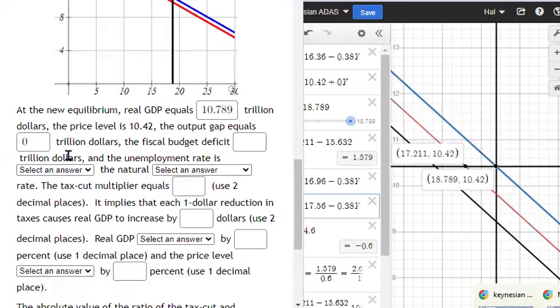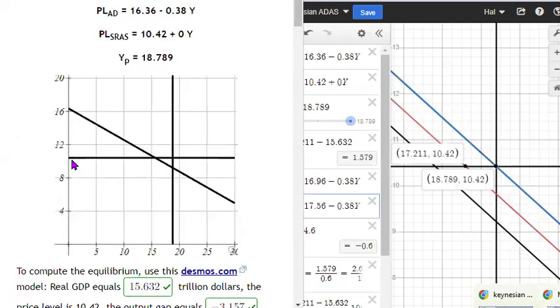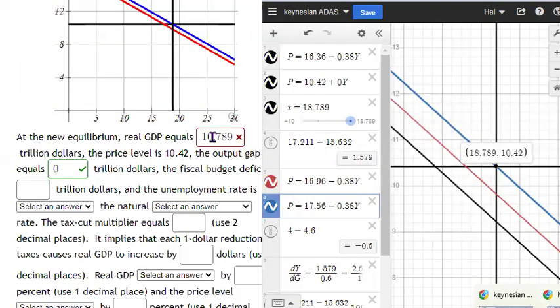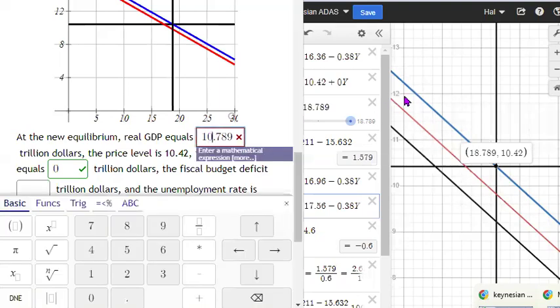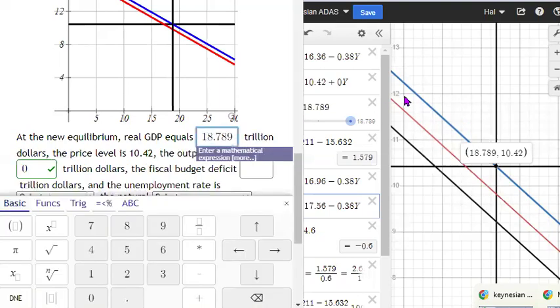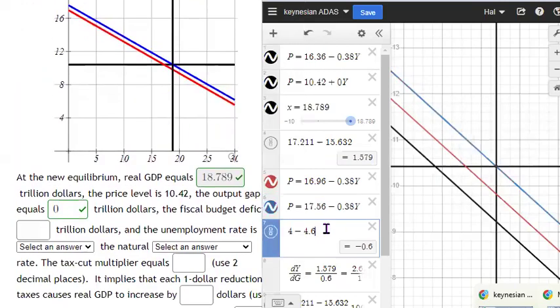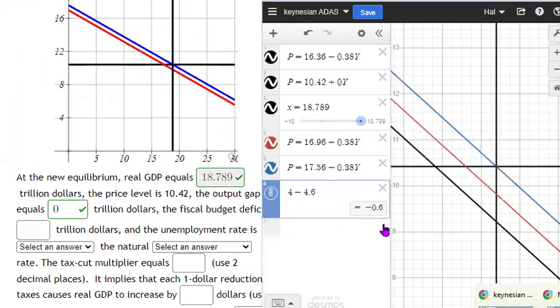Okay, let's go ahead and press submit to see if we got these answers right. I entered the value of real GDP incorrectly. It's 18.789, not 10.79. Let's try that again. All right, cool. Now, what happened to the fiscal budget deficit? We'll close this out and we'll close that out.